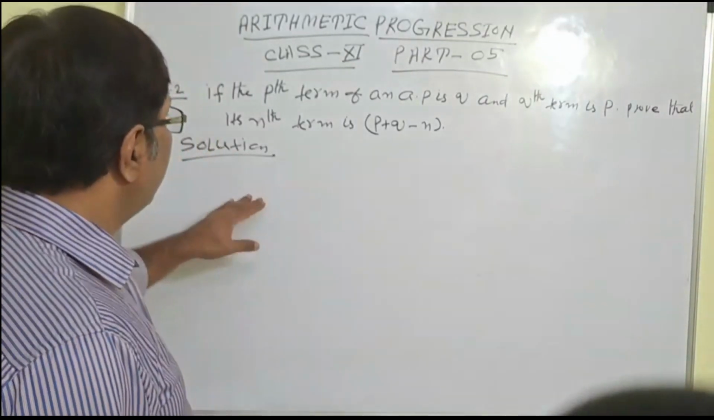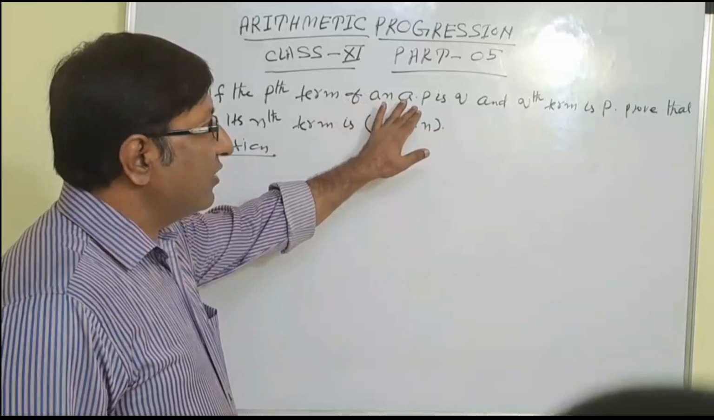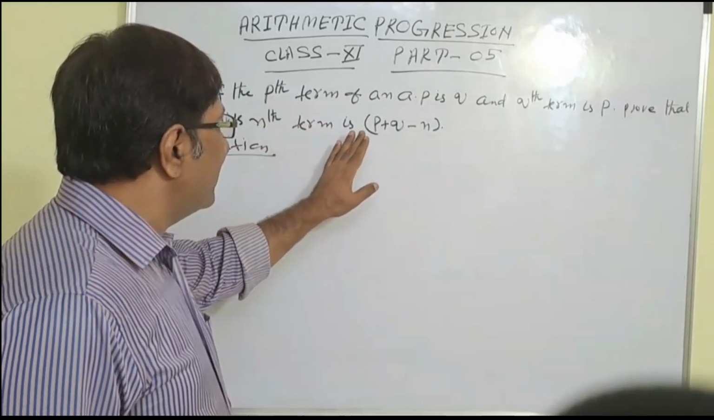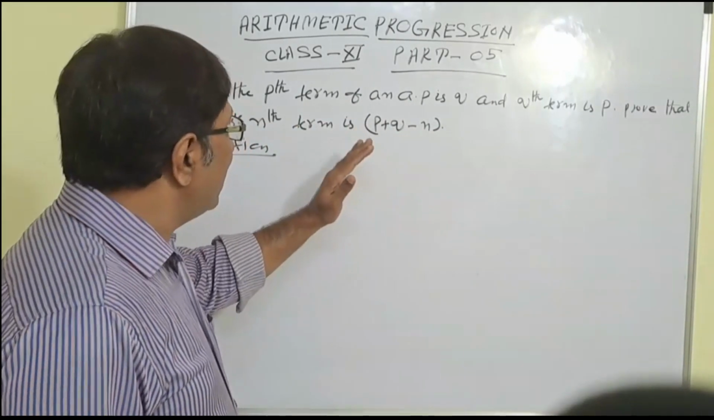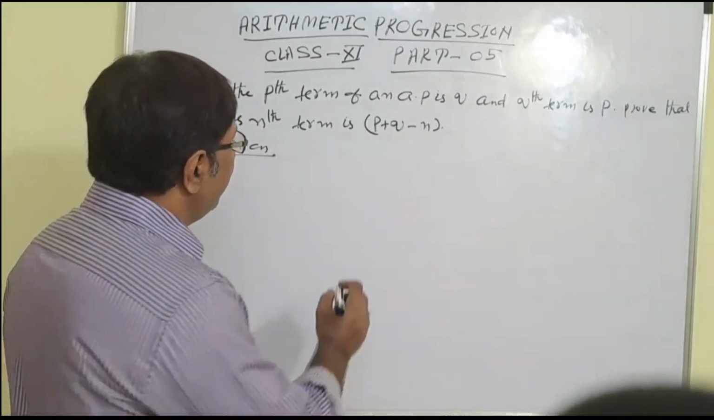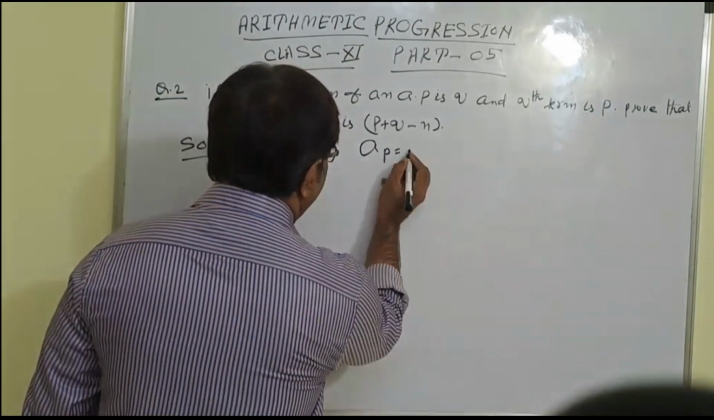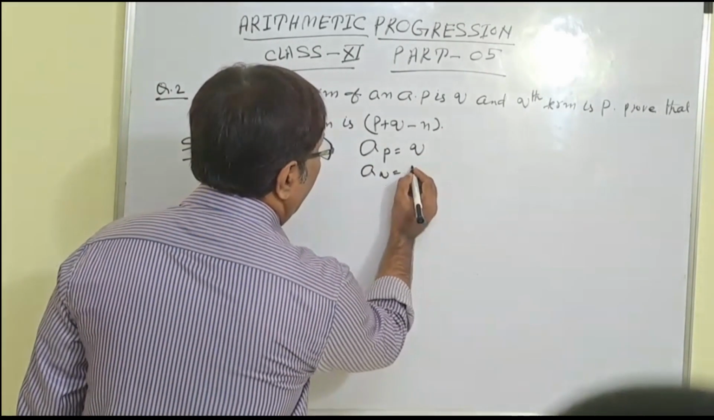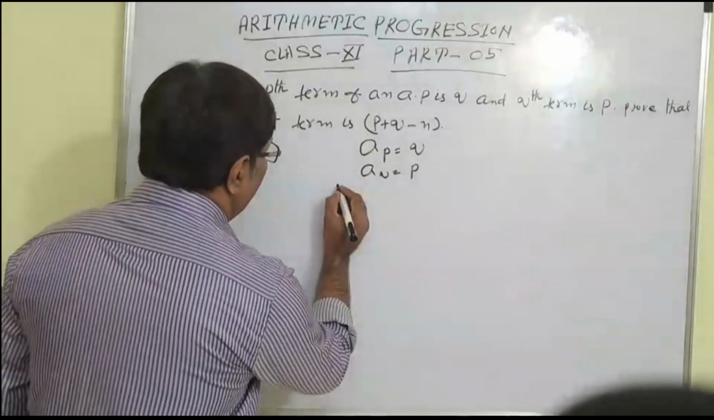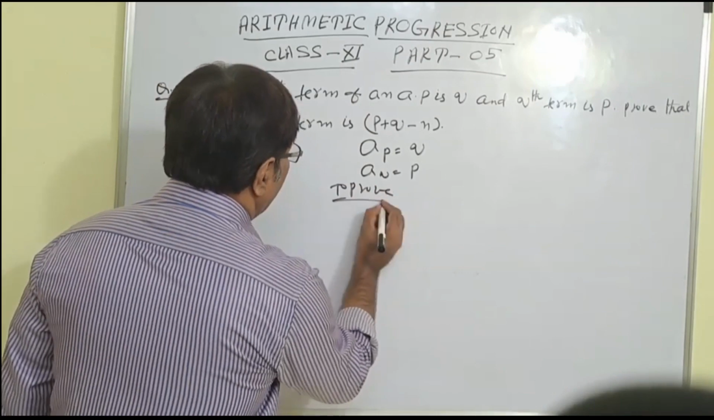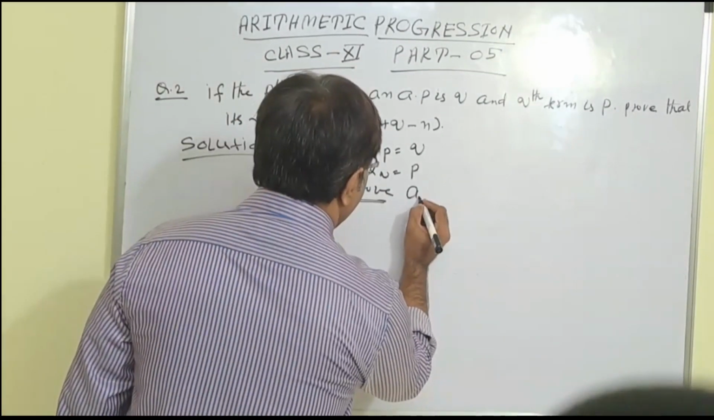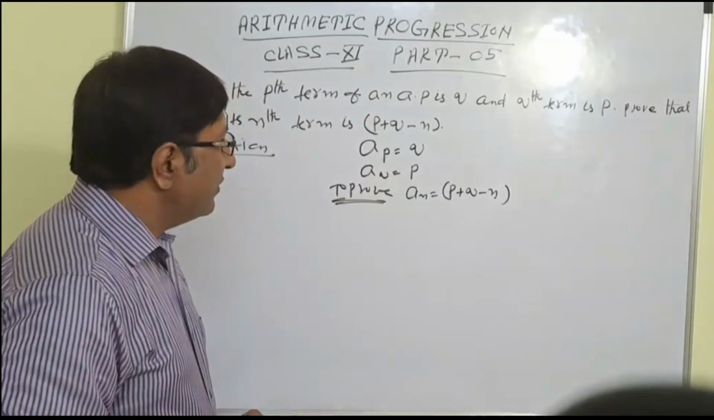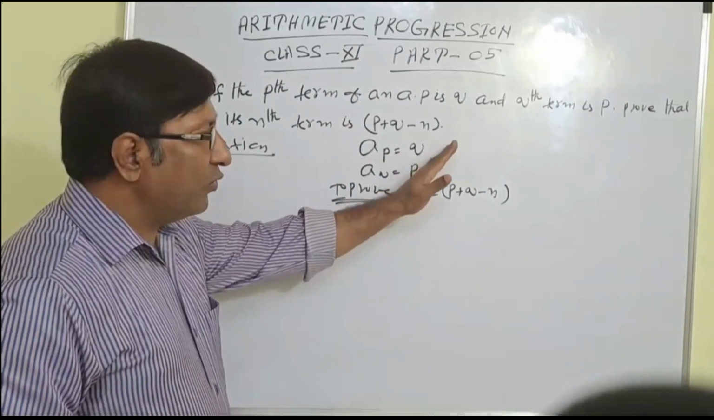Let us see the second question. The second question is: if the pth term of an AP is q and the qth term is p, then prove that its nth term is p plus q minus n. So first you see what is given. The pth term of an AP is q, that is ap equal to q, and the qth term is p, that is aq equal to p. And we have to prove that the nth term, that is an, equals p plus q minus n.